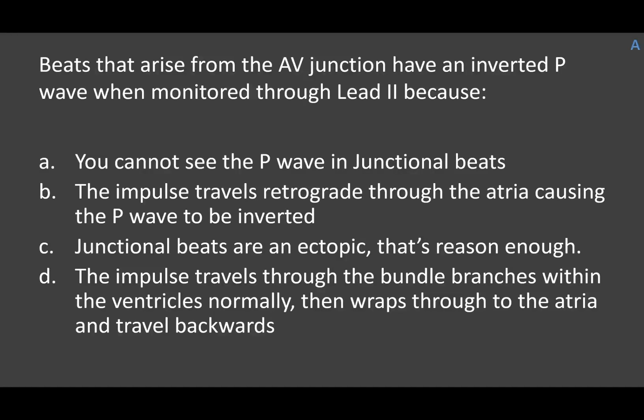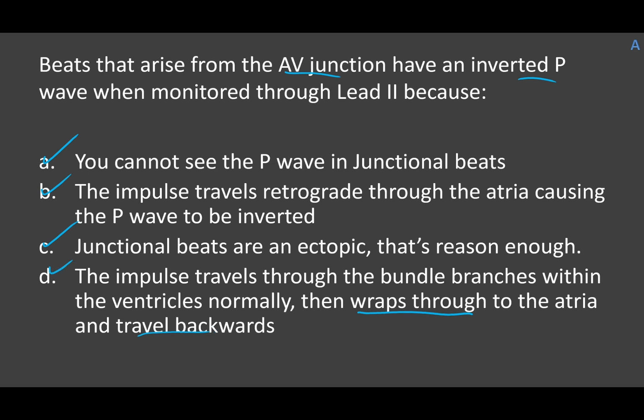Beats that arise from the AV junction have an inverted P wave when monitored through lead 2 because: A, you cannot see the P wave in junctional beats. B, the impulse travels retrograde through the atria, causing the P wave to be inverted. That sounds familiar. C, junctional beats are ectopic. That's reason enough. That is definitely not the answer. D, the impulse travels through the bundle branches within the ventricles normally, then wraps through the atria and travels backwards. That's incorrect as well, for sure.